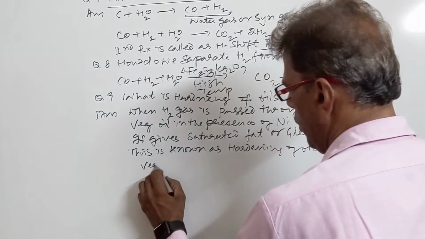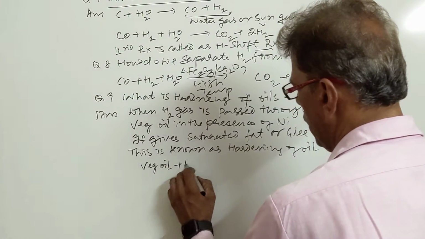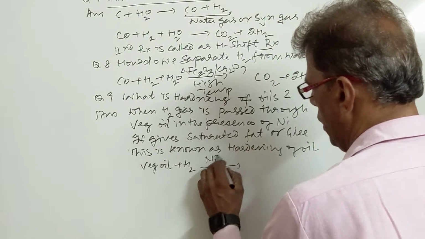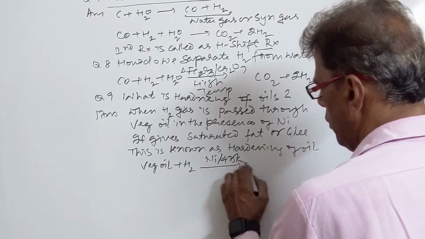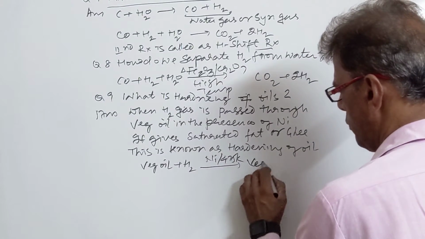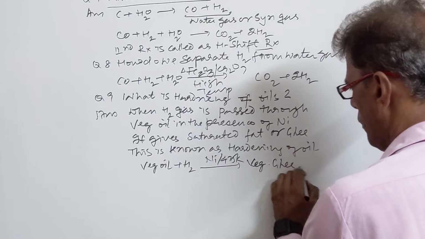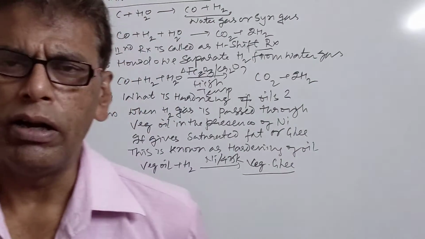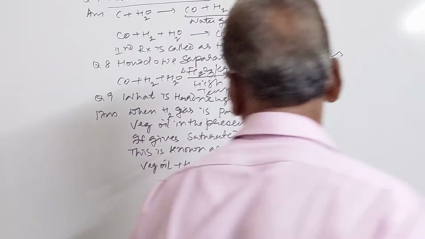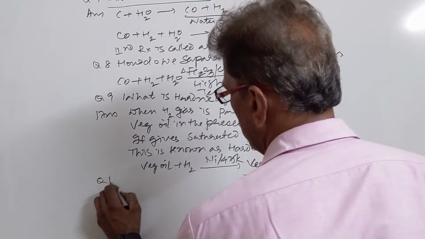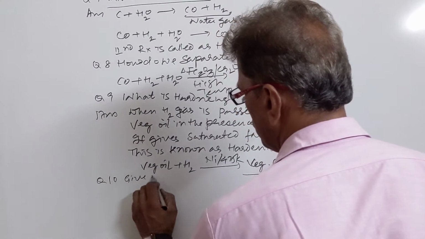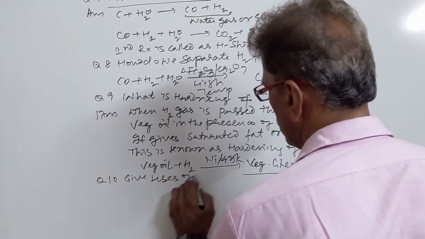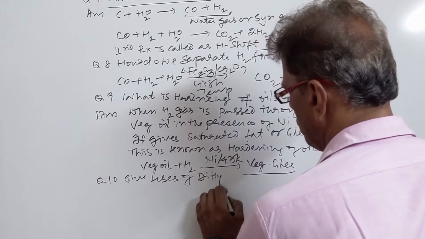We have vegetable oil. It is supplied with hydrogen in the presence of nickel at 470 Kelvin. We get vegetable ghee. This is hardened oil. That's why this reaction is called hardening of oil. Then we have the 10th question. Give uses of dihydrogen.